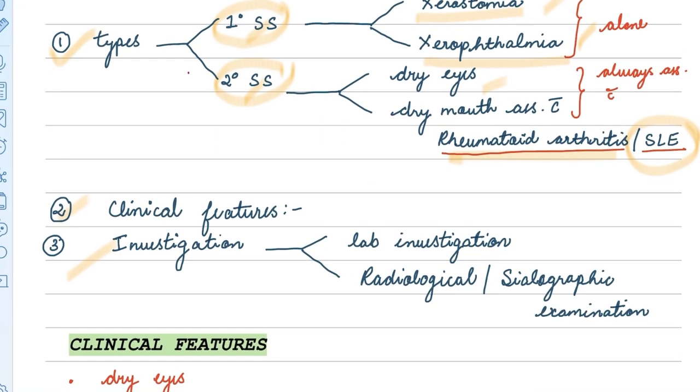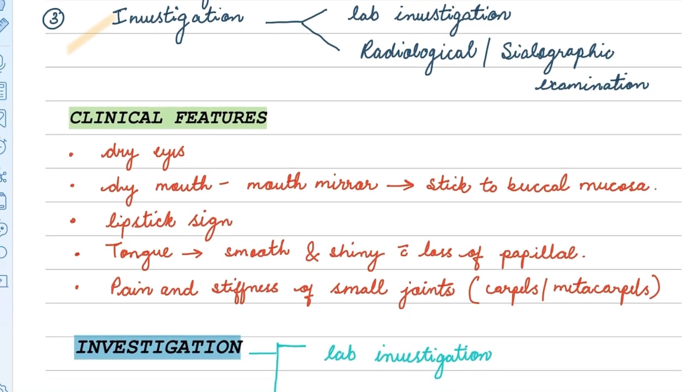Then we come to clinical features. What are the clinical features of Sjogren syndrome? Obviously, dry eyes, dry mouth. There is a mouth mirror test in which the mouth mirror sticks to the buccal mucosa, so it is called the mouth mirror test. Then we have lipstick sign. The tongue becomes smooth, shiny with a loss of papillae. Then there is pain and stiffness of small joints like carpals and metacarpals. So these are the clinical features of Sjogren syndrome.